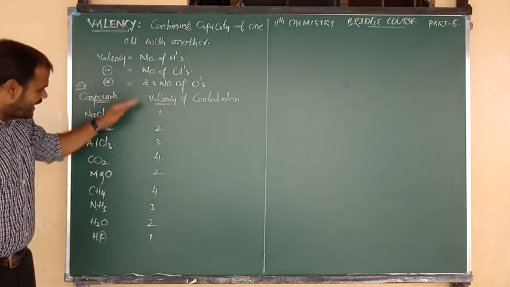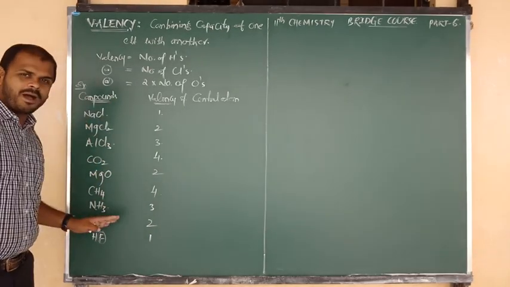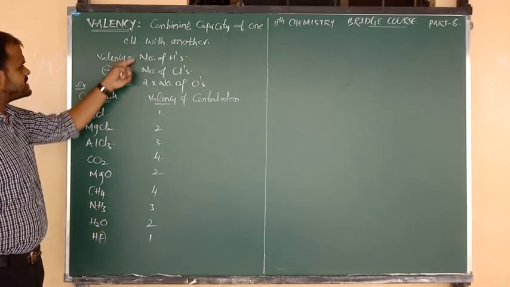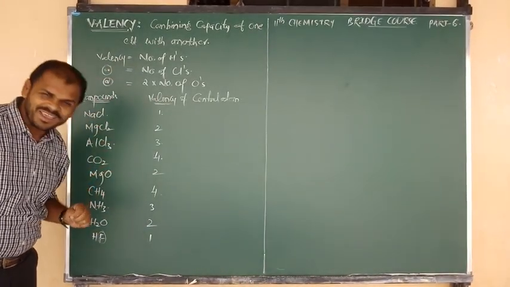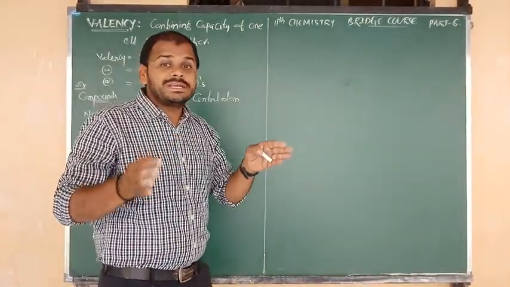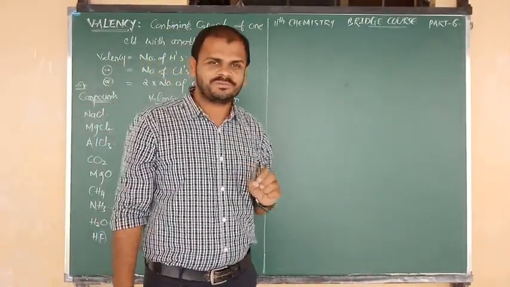In that way, whatever the compound may be, we can decide the valency of the central atom on the basis of these 3 rules. Good. Now I am going to show you some more variations in valency.